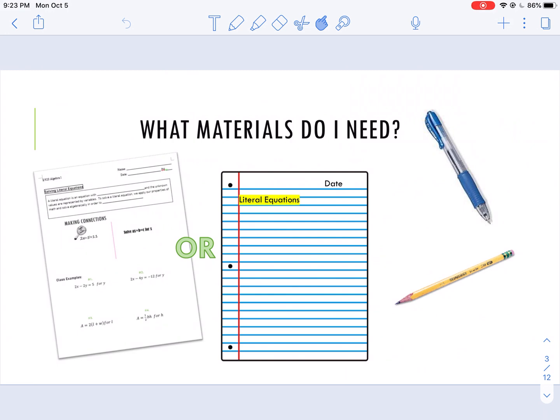Before we begin today, you want to make sure that you have the materials ready for this lesson. If you have not already done so, please print out a copy of today's notes. If you don't have access to a printer, you can always just use a piece of scrap paper, but make sure that today's date's on top and literal equations is written on the top of your lined paper. For today's notes, you definitely want to make sure that you have a pencil out, and a colored pen is great for when you are doing corrections today.